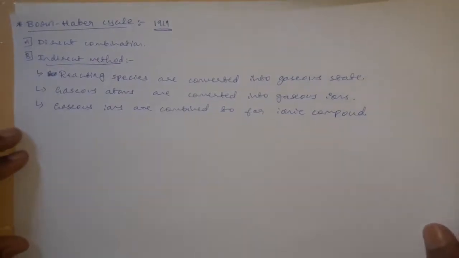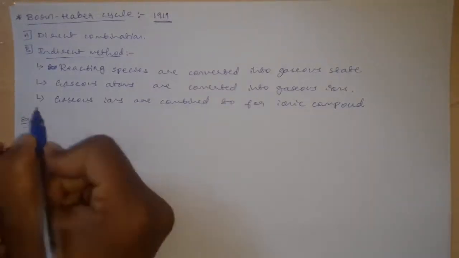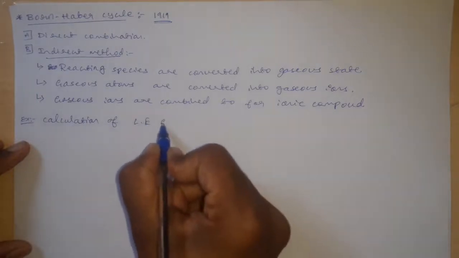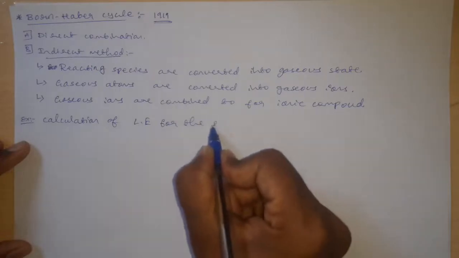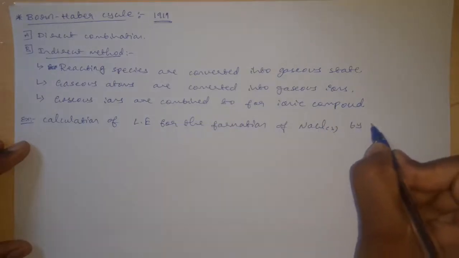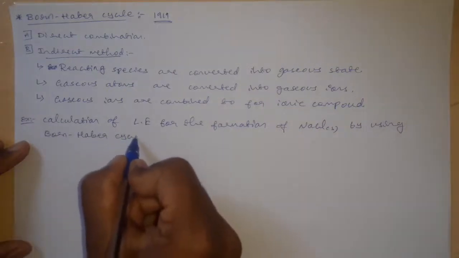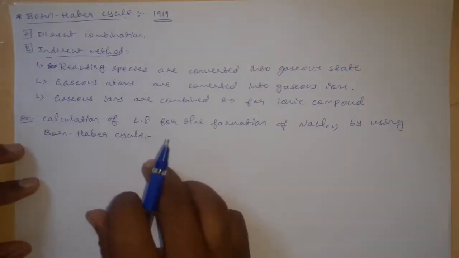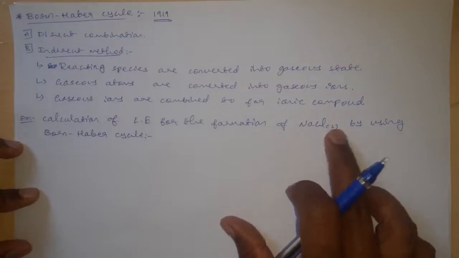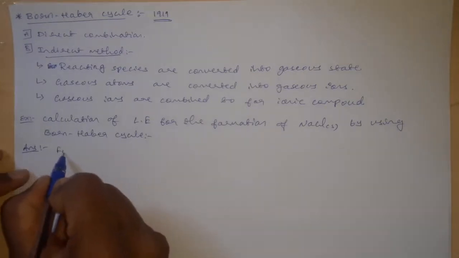Now we can explain the Born-Haber cycle for the calculation of lattice energy by taking one example. Here I am taking the example of calculation of lattice energy for the formation of an NaCl crystal by using the Born-Haber cycle. By using this, I am explaining the Born-Haber cycle. Here we have to calculate the lattice energy for the formation of a solid NaCl crystal by using the Born-Haber cycle.